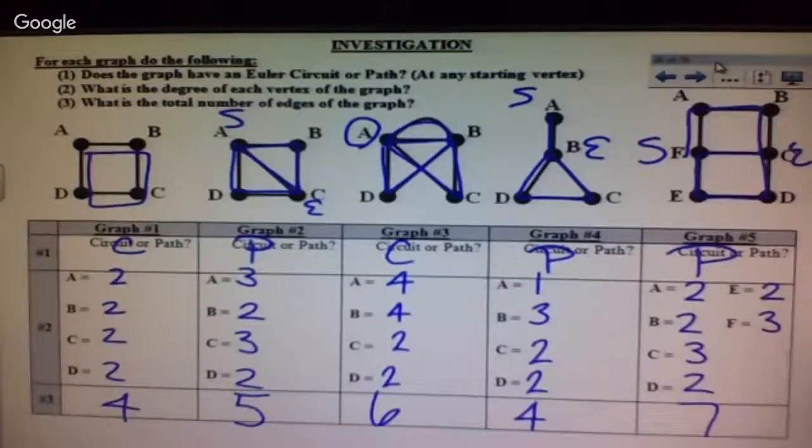Take a look at this one. We started at A and ended at B. A is 1. B is 3, which means they're both odd. Okay, same thing over here. We started at A and ended at C. Odd, odd. So if you ever have to draw the path, you must start at an odd number and end at the other odd number.